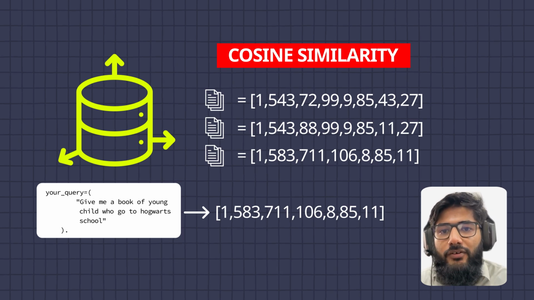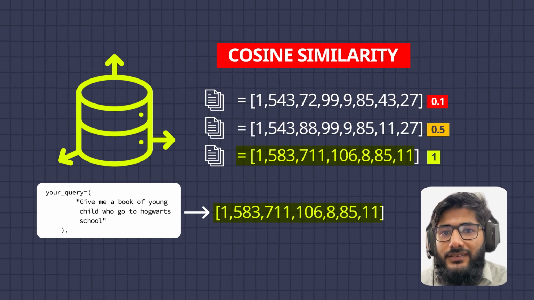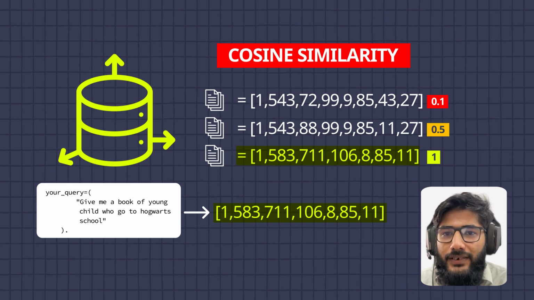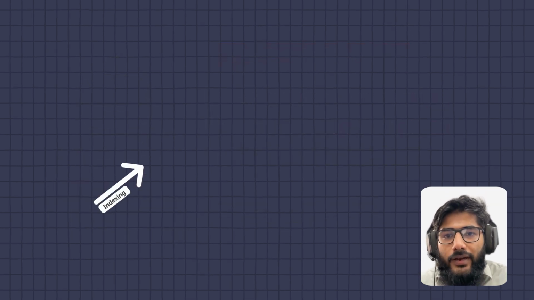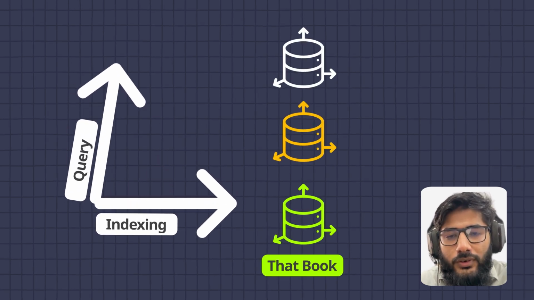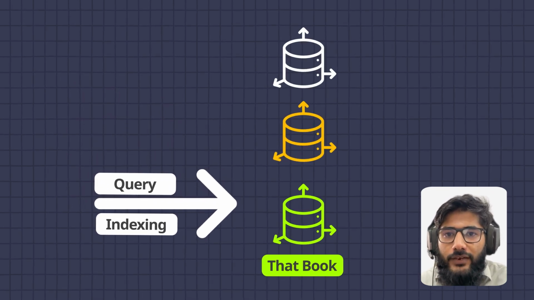If the cosine similarity is closer to 1, which means they are very similar to each other. If the cosine is half, then which means they are partially related. And if the cosine is 0, which means they are completely unrelated.